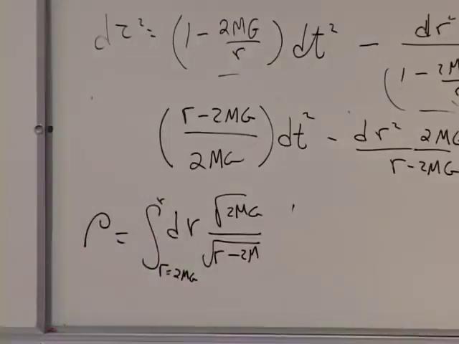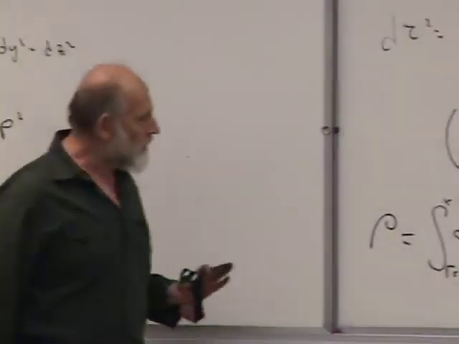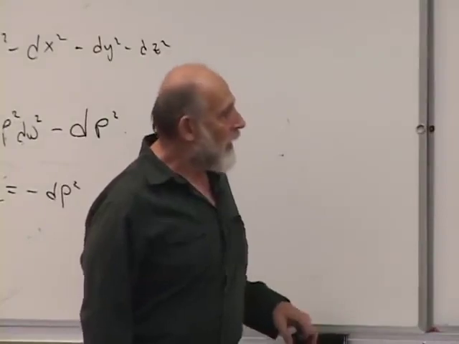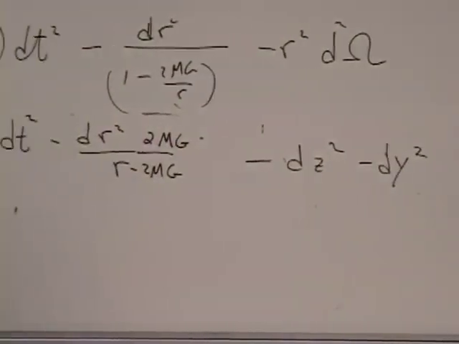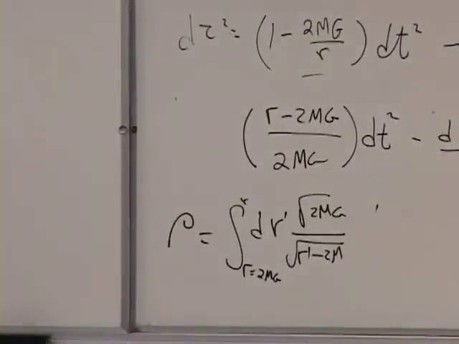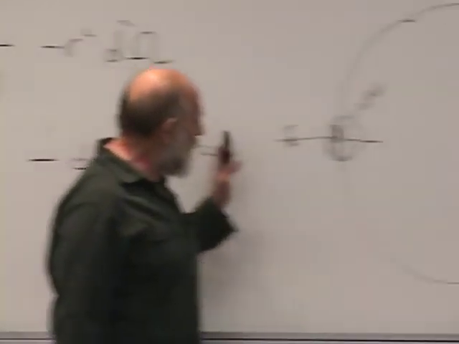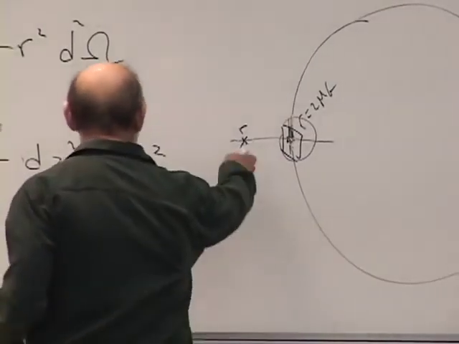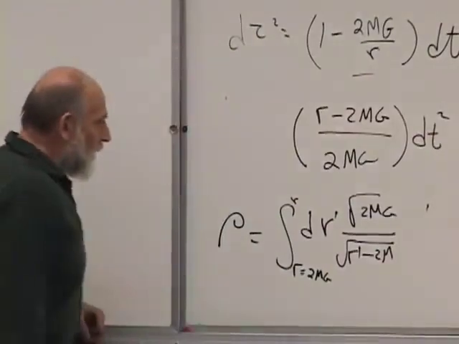I'm going to stop for questions at this point because this is quite critical to understanding what's going on. But what's that upper limit again? That's just the point r. Okay, let's call this r prime, the integration variable. Right. And we integrate from r equals 2mg to the moving point, or to the arbitrary point r. Right. R outside the horizon, to be specific. Okay, can anybody do it?